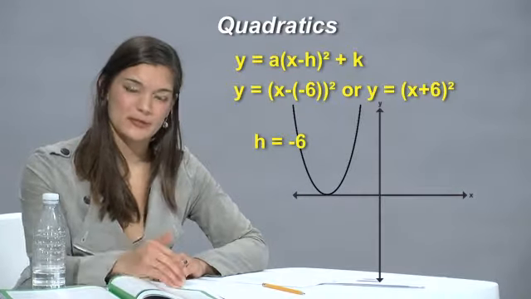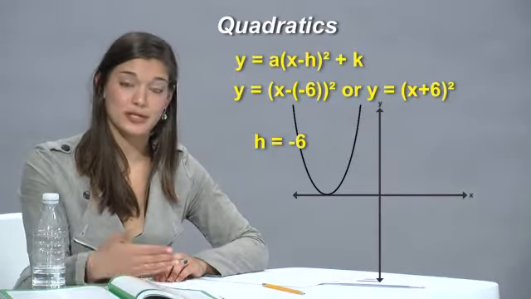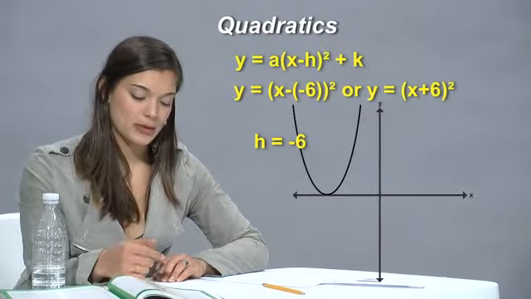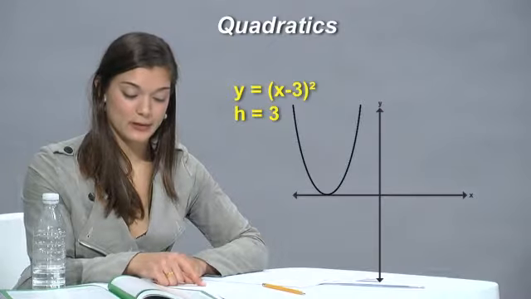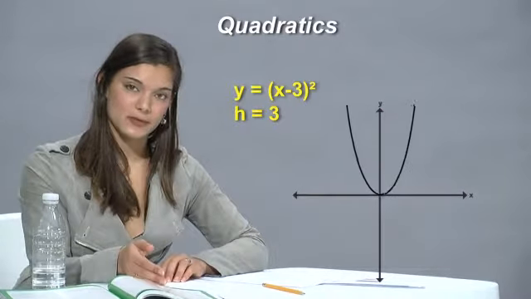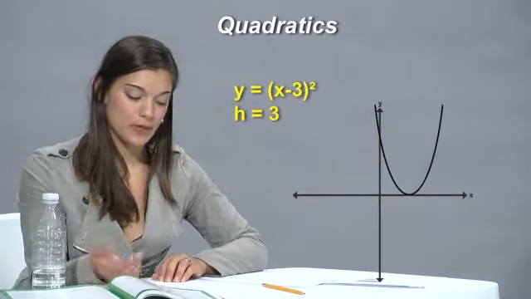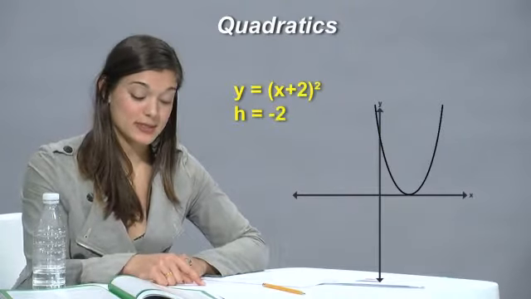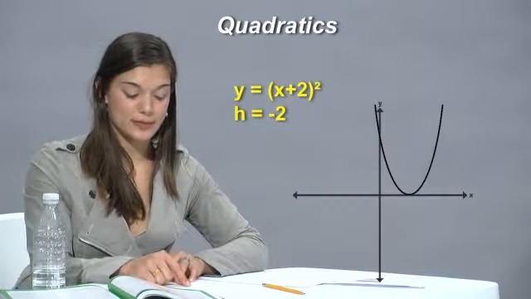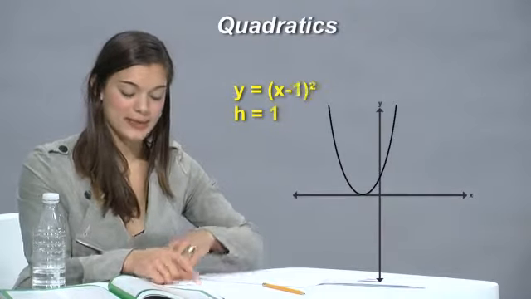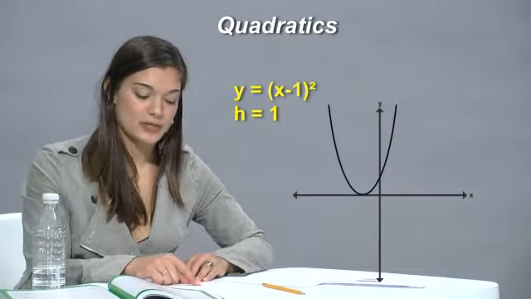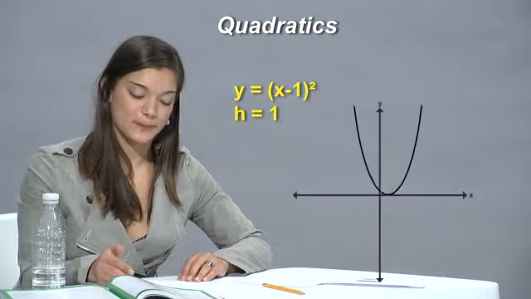If we remember how to solve for h, we can remember the direction of the shift. If we look at a few examples, y equals (x minus 3) squared, h is a positive 3, so the graph shifts right. If y is (x plus 2) squared, h is a negative 2, and the graph shifts left. And one more, if y equals (x minus 1) squared, h is 1, and the graph shifts right.